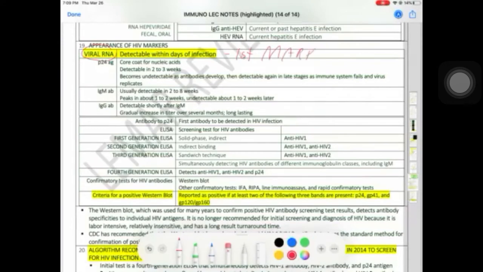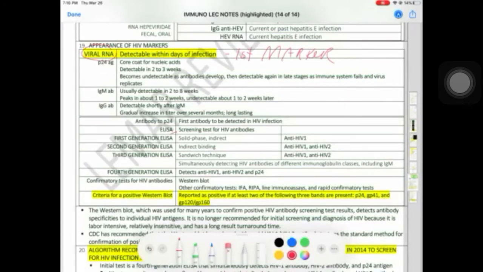First antibody is antibody to P24. Standard screening test for HIV antibodies, ELISA. Noong araw po, ganito po ang ginagawa. Kapag positive ang ELISA test, repeat ELISA. 2 or 3 repeated ELISA bago mag-perform ng confirmatory. So, pag tinanong tayo, positive ELISA test, what to do next? Repeat ELISA, 2 or 3 repeated ELISA bago yung confirmatory.